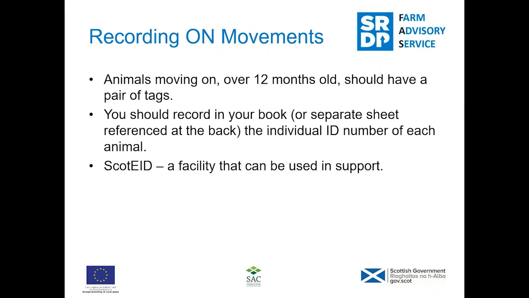Recording on movements. Animals moving on over 12 months old should have a pair of tags. You should record in your book, or a separate sheet referenced at the back, the individual ID number of each animal, and Scotty ID is a facility that can be used in support of this.